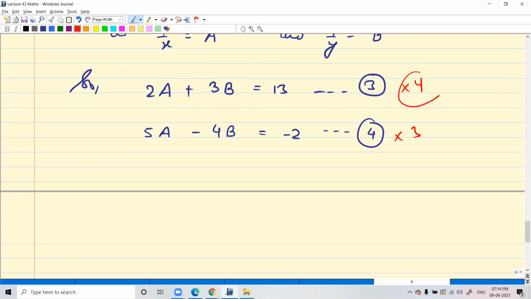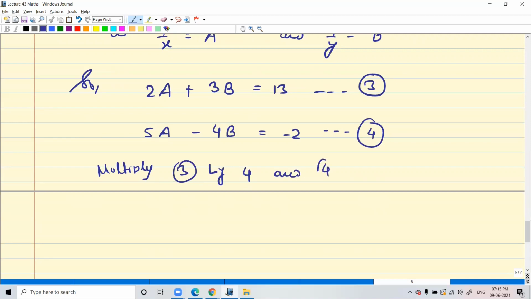Okay, but don't write cross 4 and cross 3 over here like that. Write it in words properly. You should say multiply third equation by 4 and fourth equation by, Tanushri will tell me. Just now I said fourth equation, what should we multiply so that b gets eliminated?